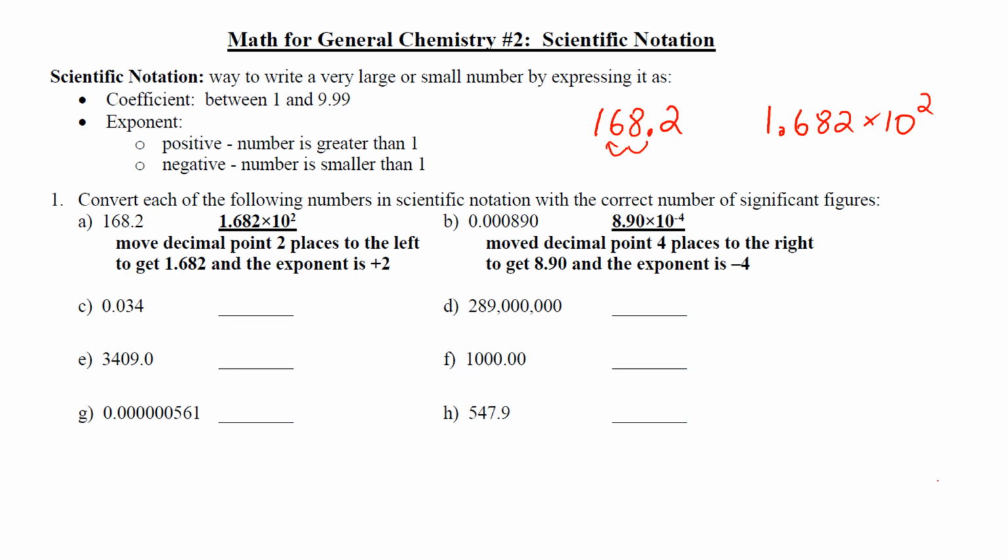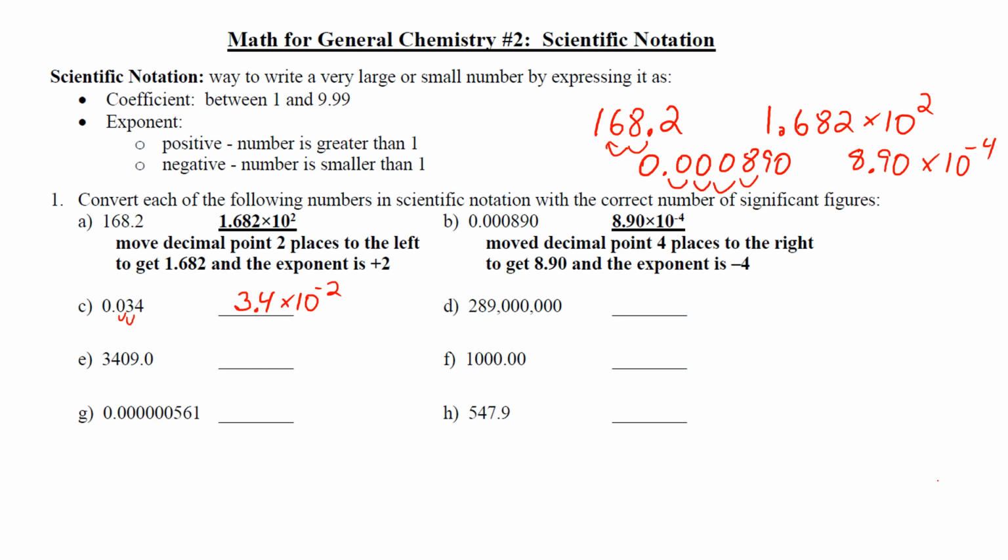The second one, 0.000890, we move it 1, 2, 3. If I just moved it 3, that means it would be 0.89. I don't want that. So I move it 4, that gets me 8.90. I moved it 4, so it's 10 to the negative 4. I moved it towards the right, so that's negative. So 0.034, I move it 1. I move it 2, so that's 3.4 times 10 to the negative 2. I moved it to the right.